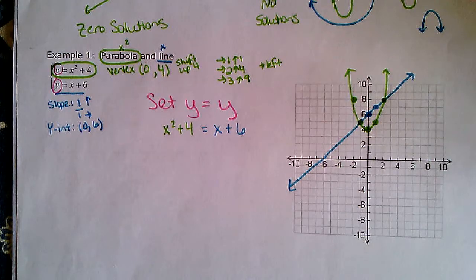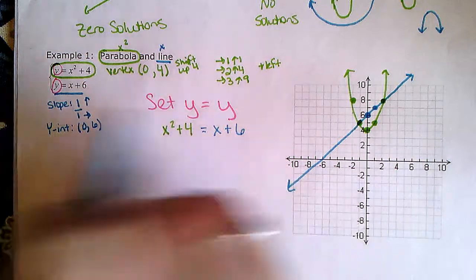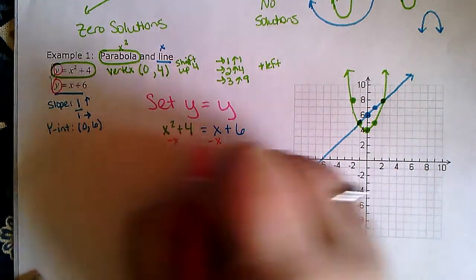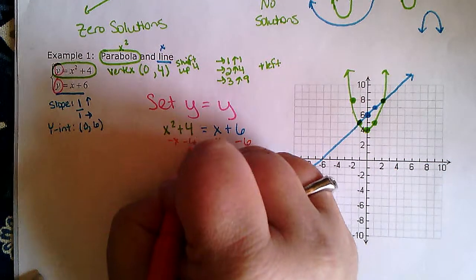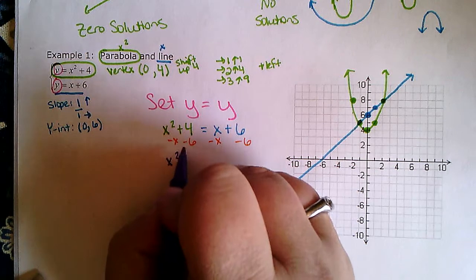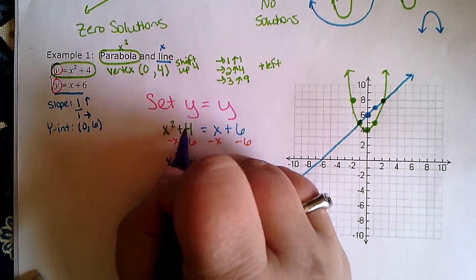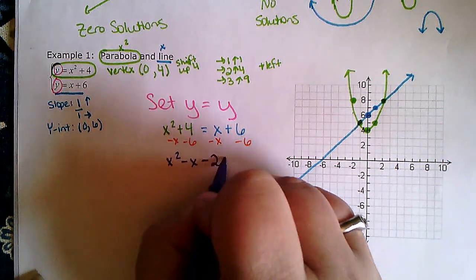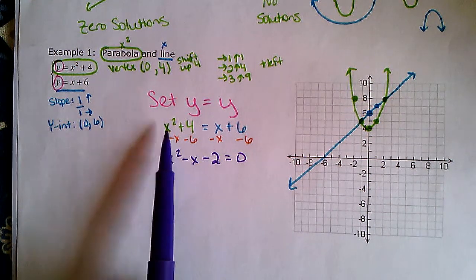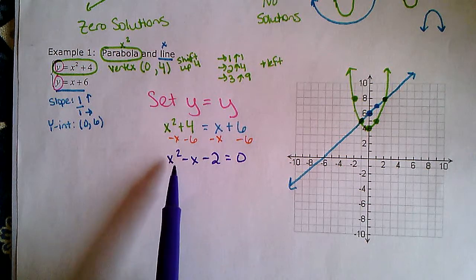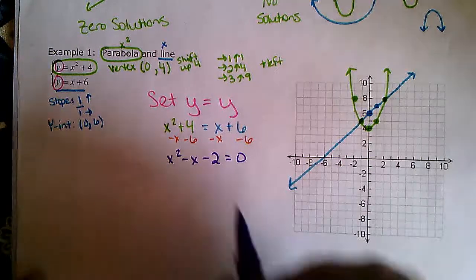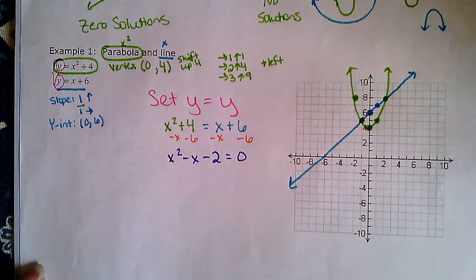Now we are going to move everything onto the same side. So I am going to move this x over, and I'm going to move the 6 over. We want to get it all on one side. So we have x squared minus x, and 4 minus 6 is negative 2. We have that because x squared and x are not like terms, so they just sit next to each other. And 4 minus 6 is what gave me the negative 2. Okay, now this equals 0, so now I need to solve this.